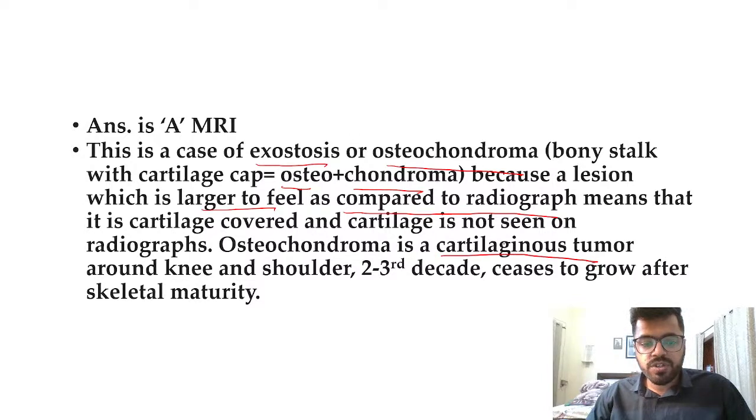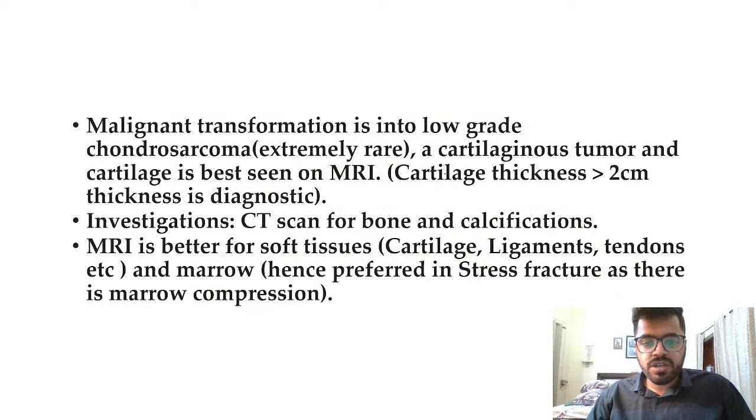Osteochondroma is a cartilaginous lesion around the knee and shoulder, occurs in the second to third decade, and it ceases to grow after skeletal maturity. Malignant transformation occurs into a low-grade chondrosarcoma, which is extremely rare. It is a cartilaginous tumor and is best detected on MRI, as I already told you. Cartilage cap thickness more than 2 cm is diagnostic of chondrosarcoma. CT scan is used for bone, cortex, and calcification, as we have already discussed. MRI is better for soft tissue and marrow. Hence, it is preferred in cartilage, ligament, and tendon injuries, as well as in stress fractures, as there is marrow compression.